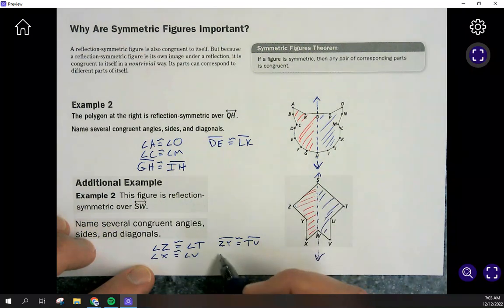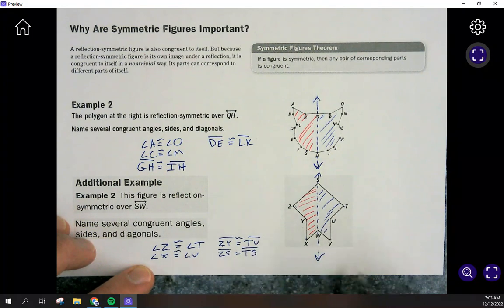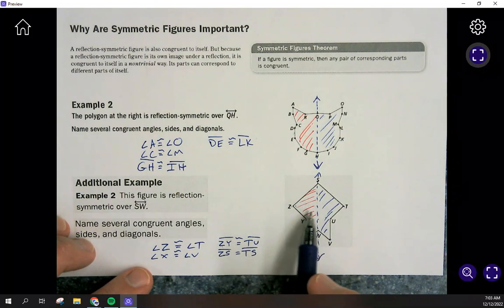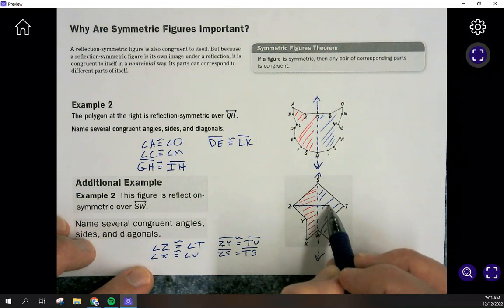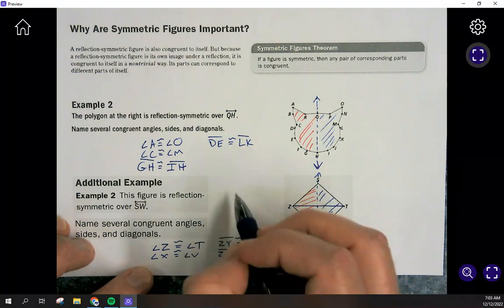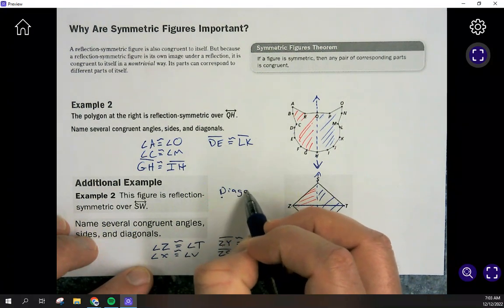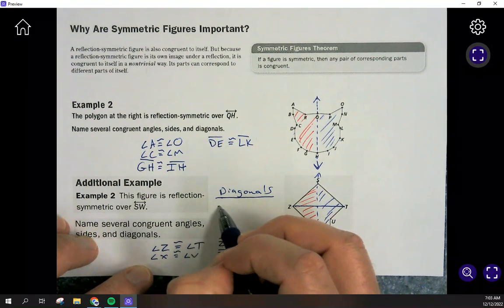So if I go ZS, again, Z corresponds with T. So T has to go first. And S obviously corresponds with itself. Now we can also talk about diagonals. They don't have to be shapes that just stay on one side. If I have ZT, that's a diagonal. So let's label our diagonals here. ZT.